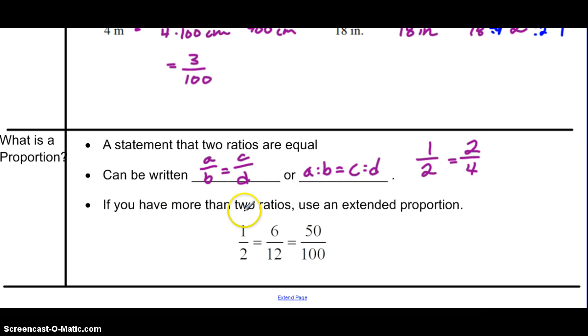If you have more than two ratios, we call it an extended proportion. For example, 1/2 is equal to 6 over 12 is equal to 50 over 100. We could even add a couple other ones. We could say that's equal to maybe 30 over 60 or 5 over 10. Again, this is when we have more than just two ratios. That is an extended proportion.